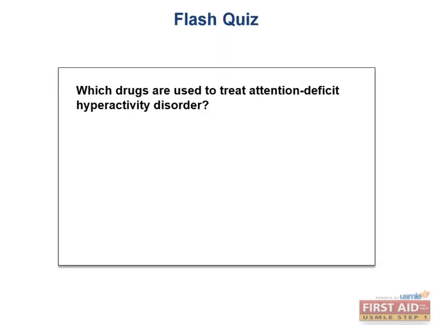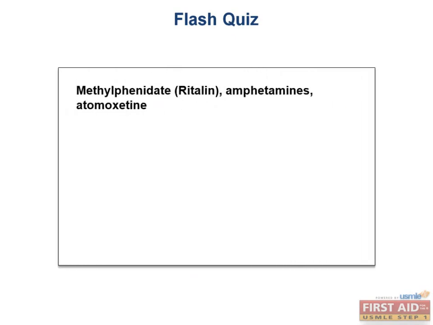Okay, flash quiz. Which drugs are used to treat attention deficit hyperactivity disorder? Answers are methylphenidate, also known as Ritalin, amphetamines, one of which is Adderall, and atomoxetine. Interestingly, all of these drugs are stimulants, and it seems paradoxical to give hyperactive children with ADHD stimulants. However, the way that they work is they're helping the child to concentrate, and it's thought they do this by stimulating the areas of the brain that control focus and concentration. And so therefore, they help these hyperactive children who can be easily distracted to better focus.